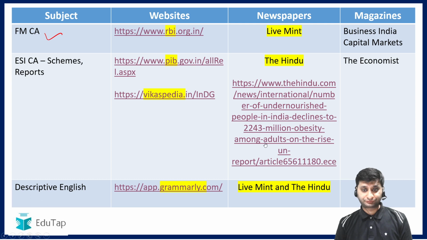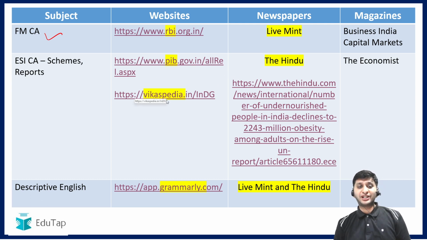ठीक है guys, so that was about how you will do schemes. PIB and Wikaspedia is the best source. Now coming on to the reports, Hindu is the best source. Whatever reports are being covered in Hindu, United Nations की report है, World Bank की report है, all the important reports normally get covered in Hindu newspaper. तो आप हिंदू न्यूज़पेपर में से उस रिपोर्ट की डिटेल पढ़ लें.